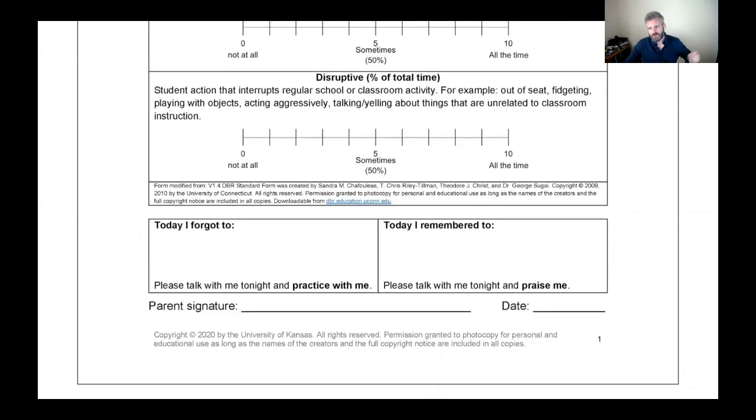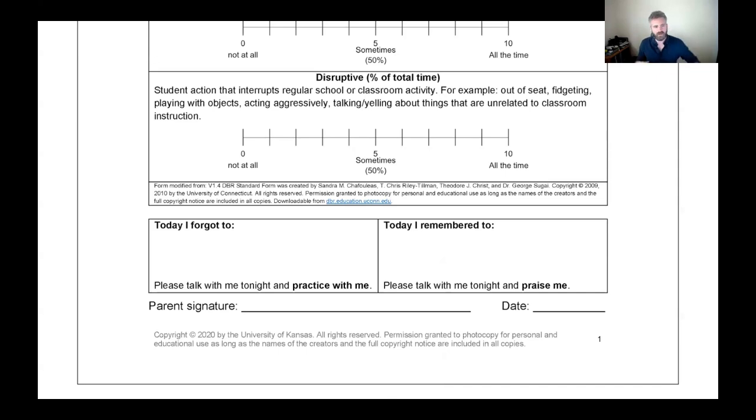Those are like the classic OG direct behavior rating behaviors, which have a lot of research to say that they are valid and reliable behaviors that you can assess. But again, you can customize them based on your needs. At the bottom, there's a place for you to write some comments.